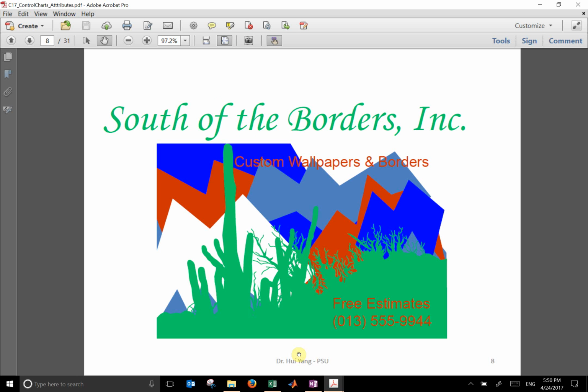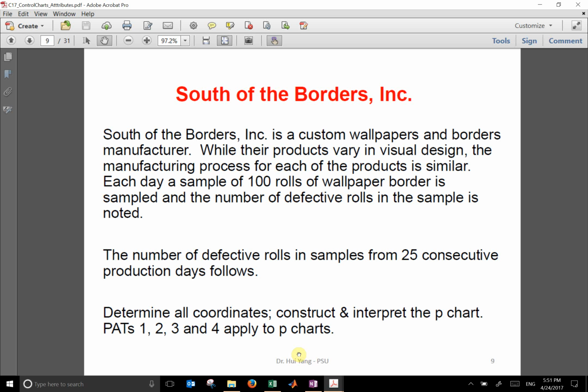Now let's have a look at an example, and we are going to build the fractional non-conforming control chart using Excel after we discuss this problem. This is South of the Borders Inc., a company that makes custom wallpapers and borders. This is their logo. South of the Borders is a custom wallpapers and borders manufacturer.